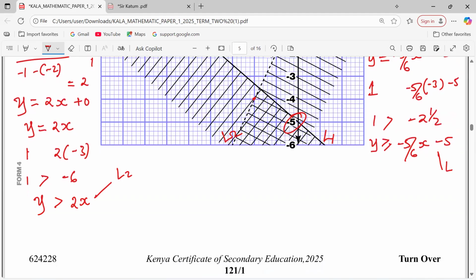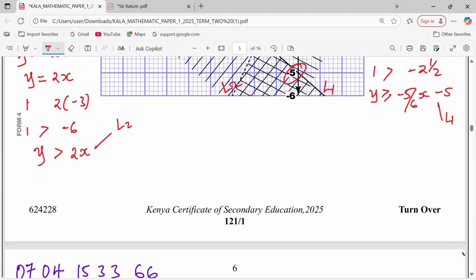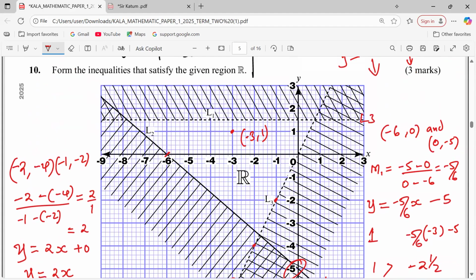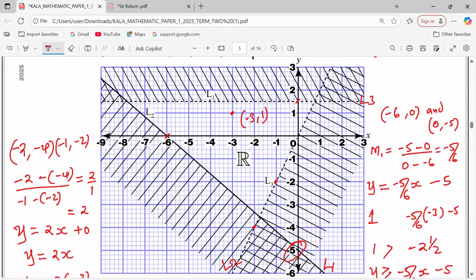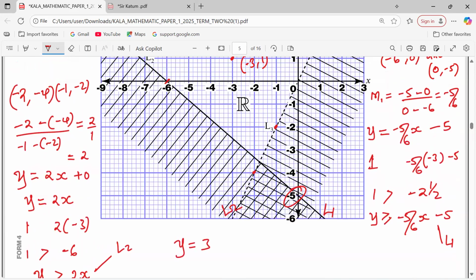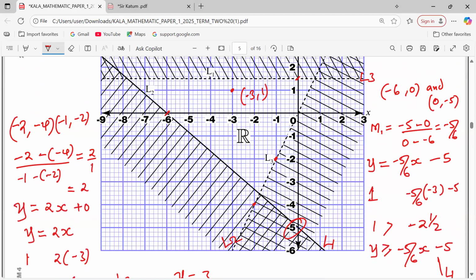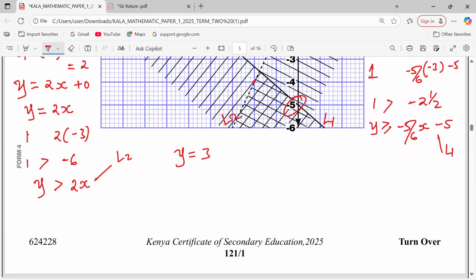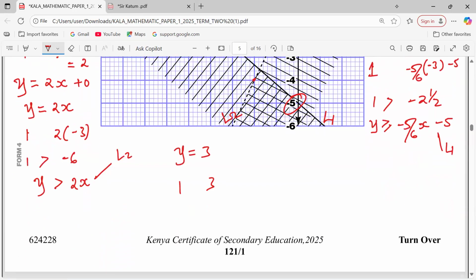This was for L1. Now we can check L3, ladies and gentlemen. Where is the line passing? The line is passing through y equals 3. So the line is y equals 3. If y equals 3, we check the coordinate on the required side. y equals 1. So how are 1 and 3 related? 1 is less. Therefore, y less than 3.